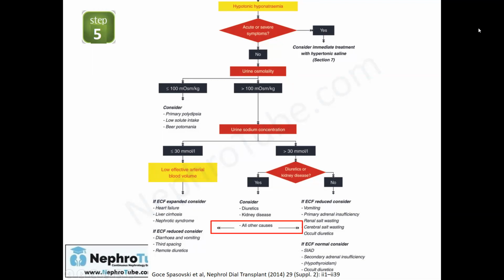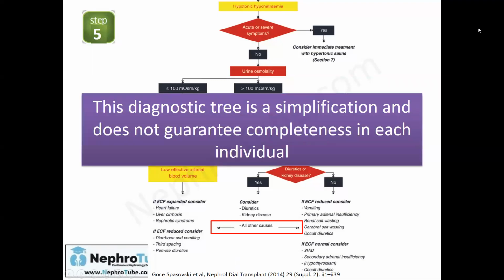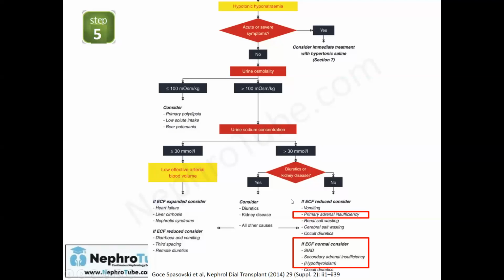An important point is this approach, this diagnostic tree, is a simplification and doesn't guarantee completeness in each individual. And as you see here, they suggest at the end of the protocol that you may suspect other causes, whatever the shape of the urine osmolality or the urine sodium, because also the patient may have combined effects, combined etiologies.